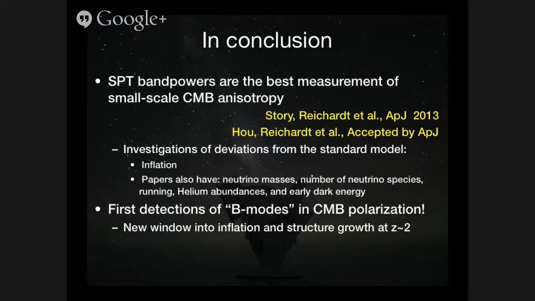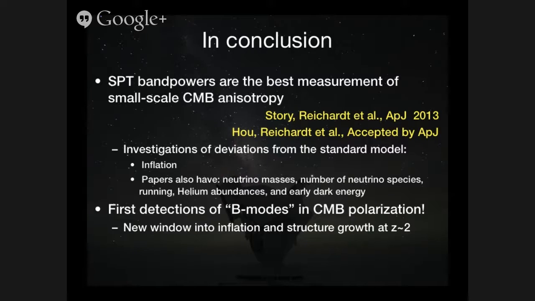SPT band powers are still the best measurement of small-scale anisotropies between ell of 1800 up to ell of 10,000, both on the primary and secondary CMB anisotropies. These are particularly interesting for looking at deviations from the standard cosmological model: gravity waves, but also neutrino mass, number of neutrino species, early dark energy, etc.